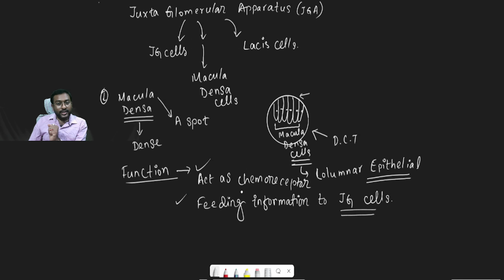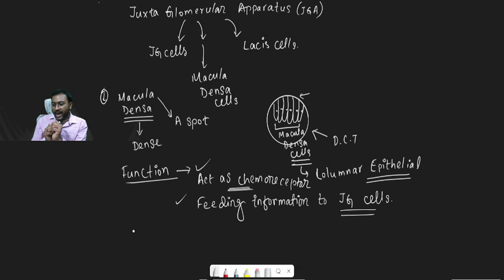Now the question arises, what is the meaning of chemoreceptor, or what is the detailed function of a chemoreceptor? So we can say, in a short way, that they actually sense the nature of the fluid which is passing through the nephron.